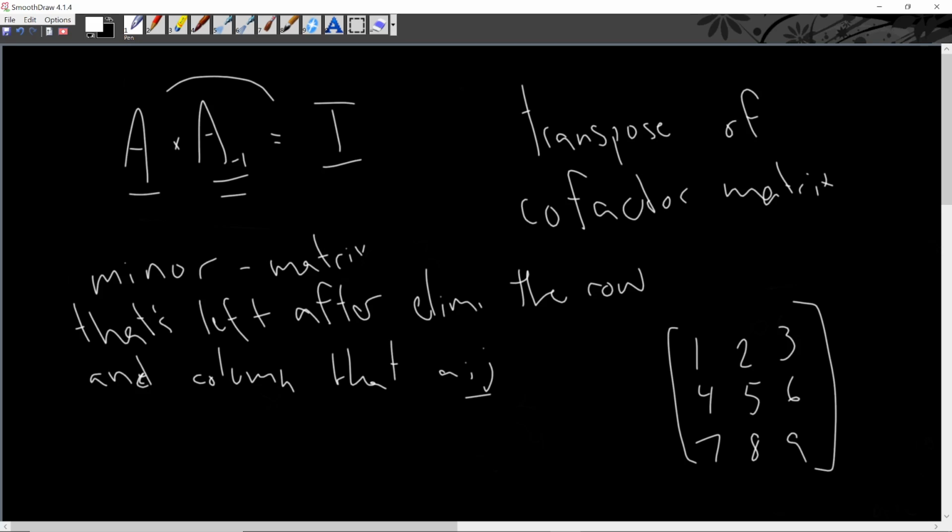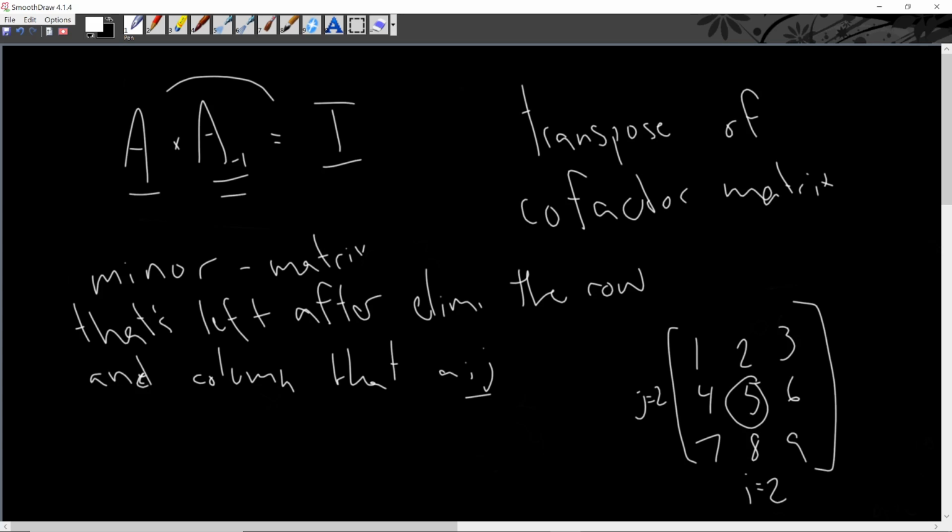Alright, perfect. And then let's try and find the minor of this matrix. So let's say the minor at this element 5. What are the i's and j's? Well, i is equal to 2, and then j is equal to 2.